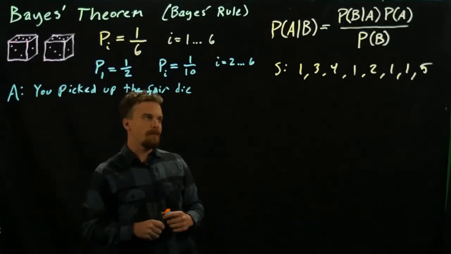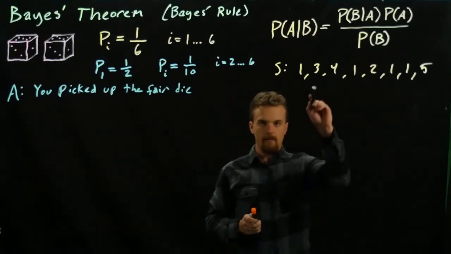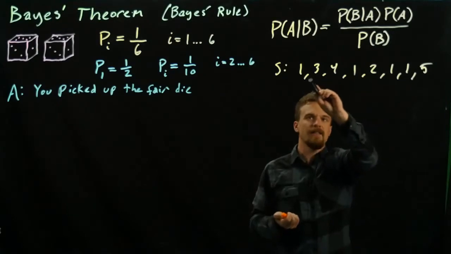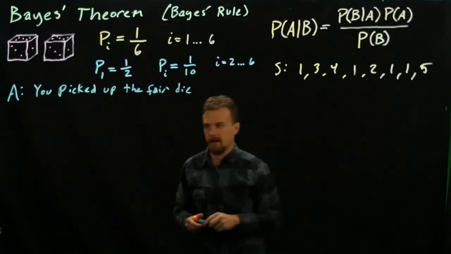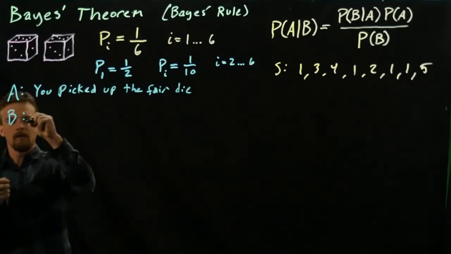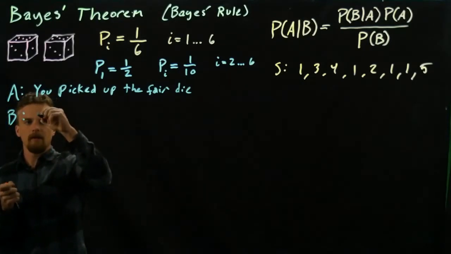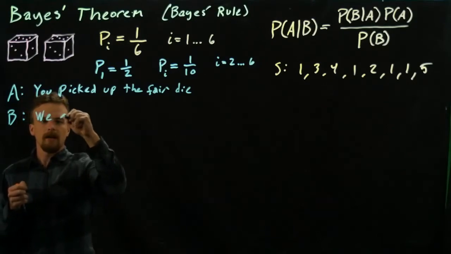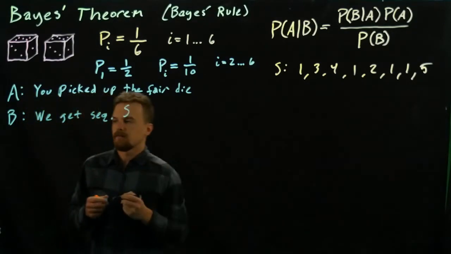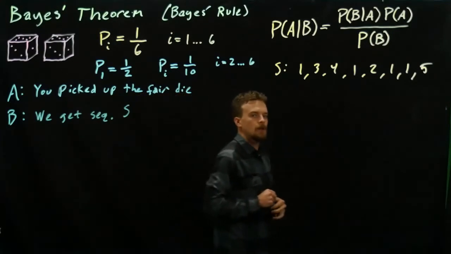And let's call our event B the event that we get this sequence with any die. So we'll call B the event we get sequence S.